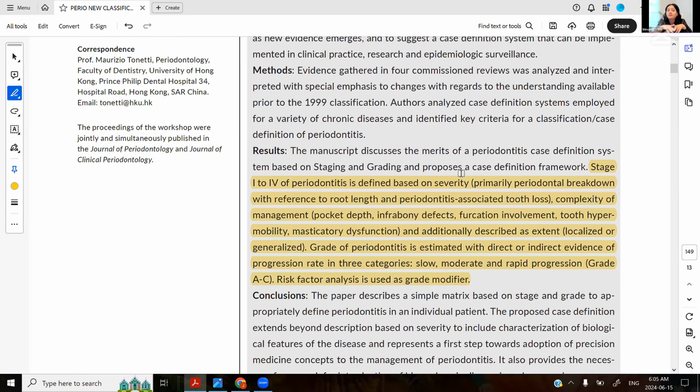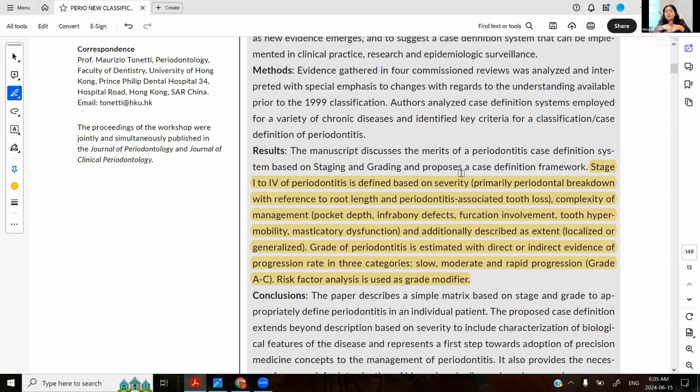So as we know, there are 4 stages and there are 3 grades. Stage 1 to 4, so 4 staging, and A to C, that means 3 grades of progression. Staging 1 to 4 of periodontitis is defined based on severity. The stage is how much damage has happened. What is the breakdown that has occurred? What is the attachment loss that has occurred? How severe is the periodontitis? It is an established one, we all know that, but how severe it is.